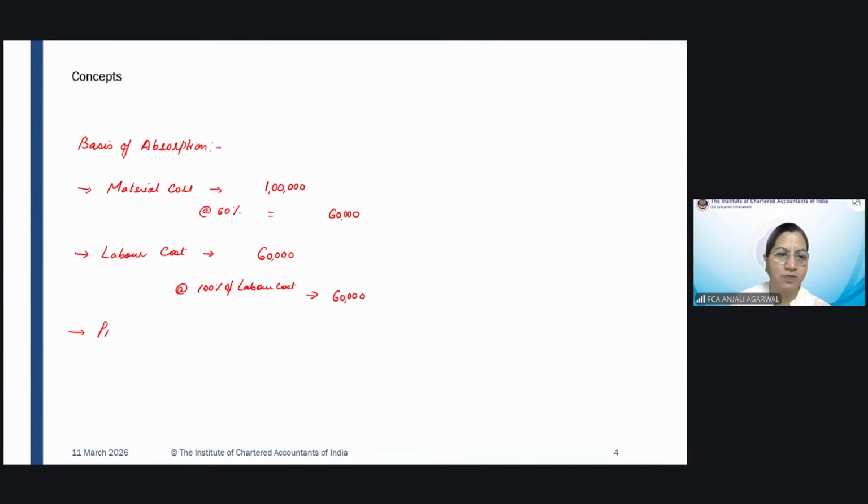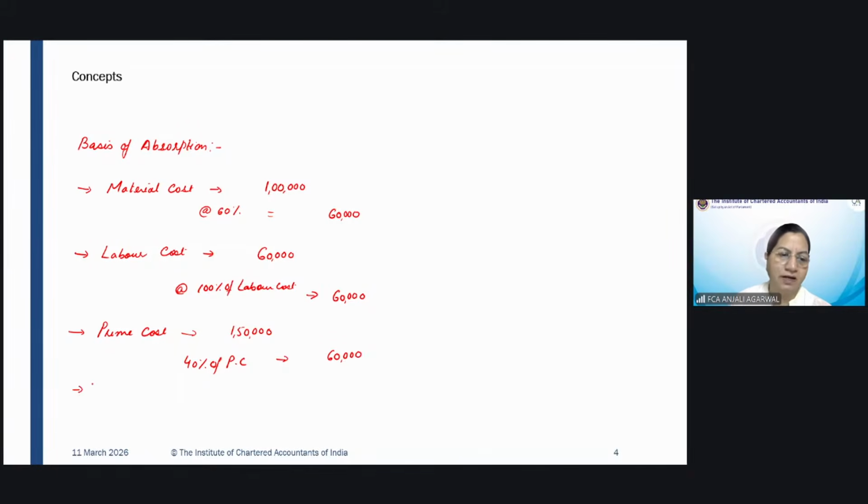Sometimes you take prime cost, when material and labor both are important. So let's say the prime cost is 1,50,000 and you say that the overheads are absorbed at the rate of 40% of prime cost. So in that case, once again, the absorbed overheads would be 60,000. It is not necessary that absorption should give you the same answers. Whatever the basis you follow, you might get different answers for the total overheads absorbed.